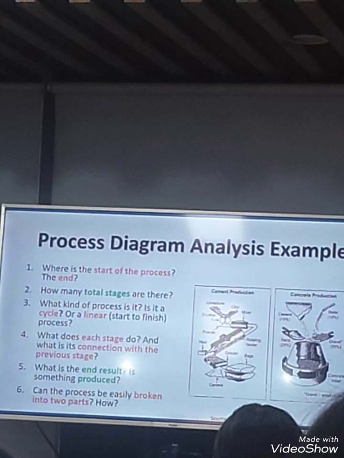Now, what will make this a cycle? If the last stage will go back to the first stage, like what you have there, this one. This is a cycle, all right? Because the process will repeat itself. Instead of ending at number 9, for example, it will go back to number 1. Imagine this is a recycled bottle.